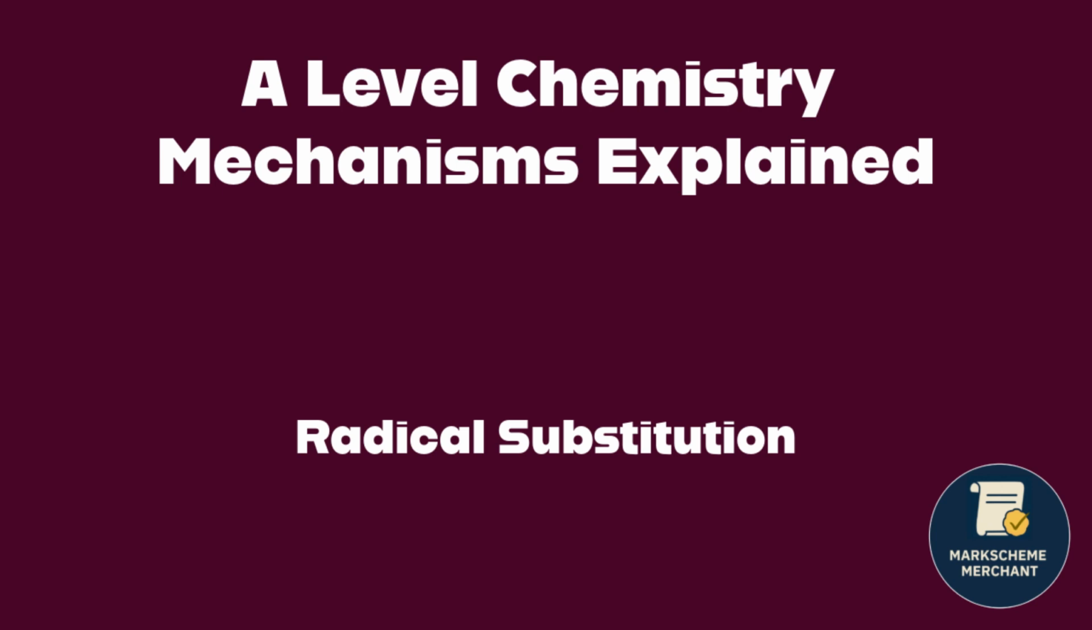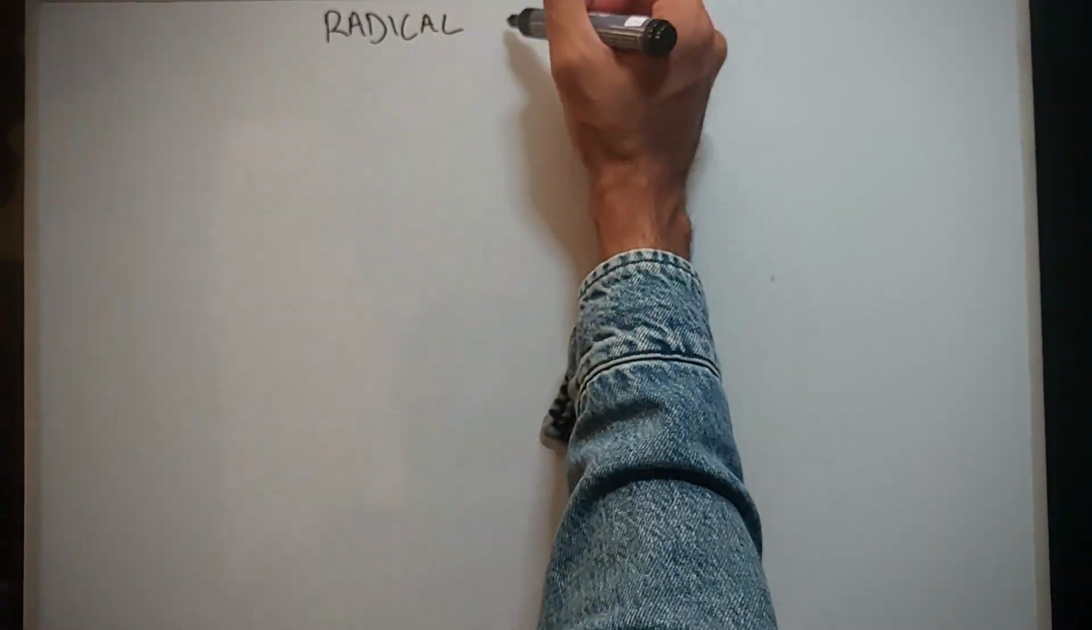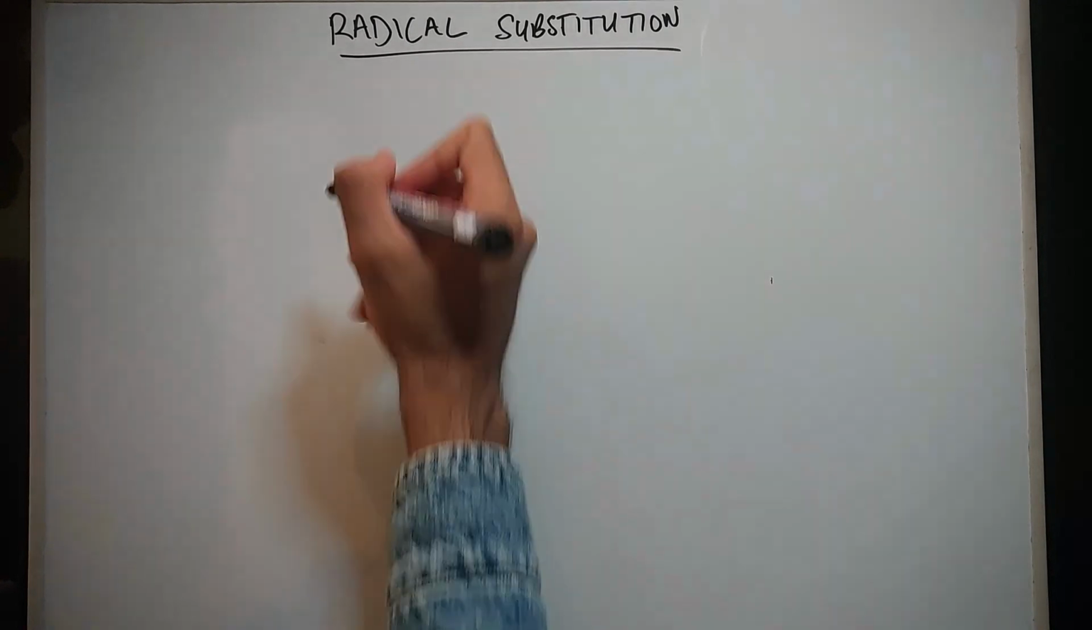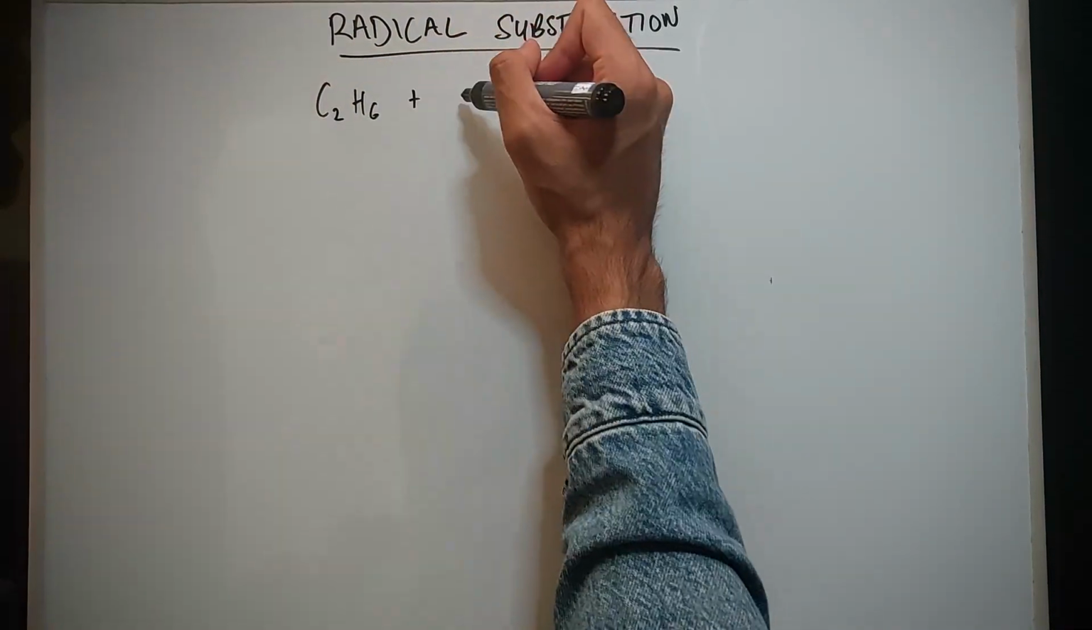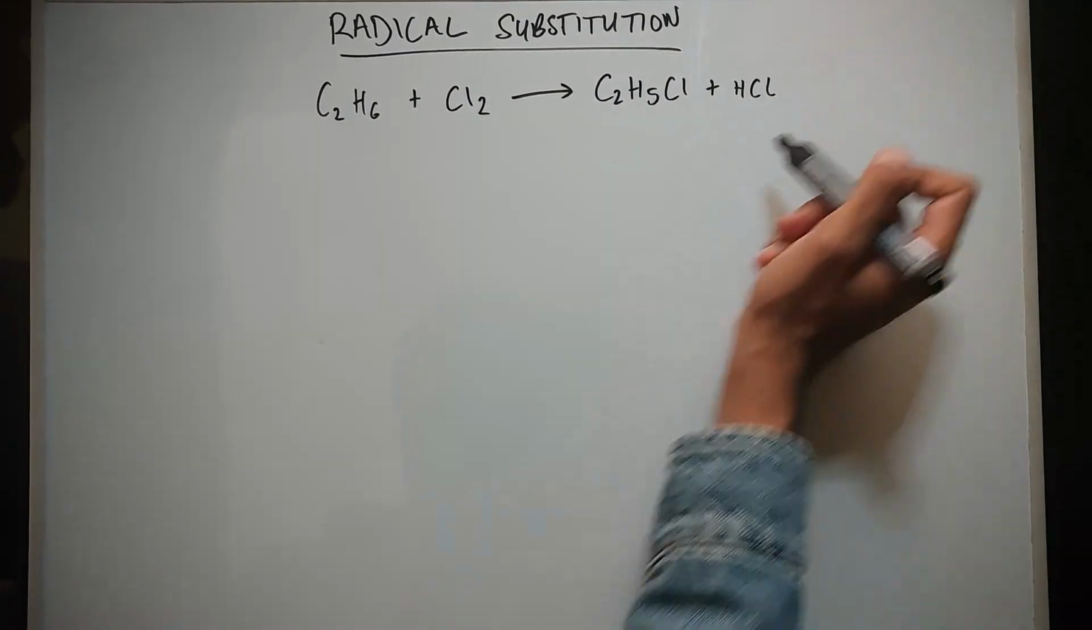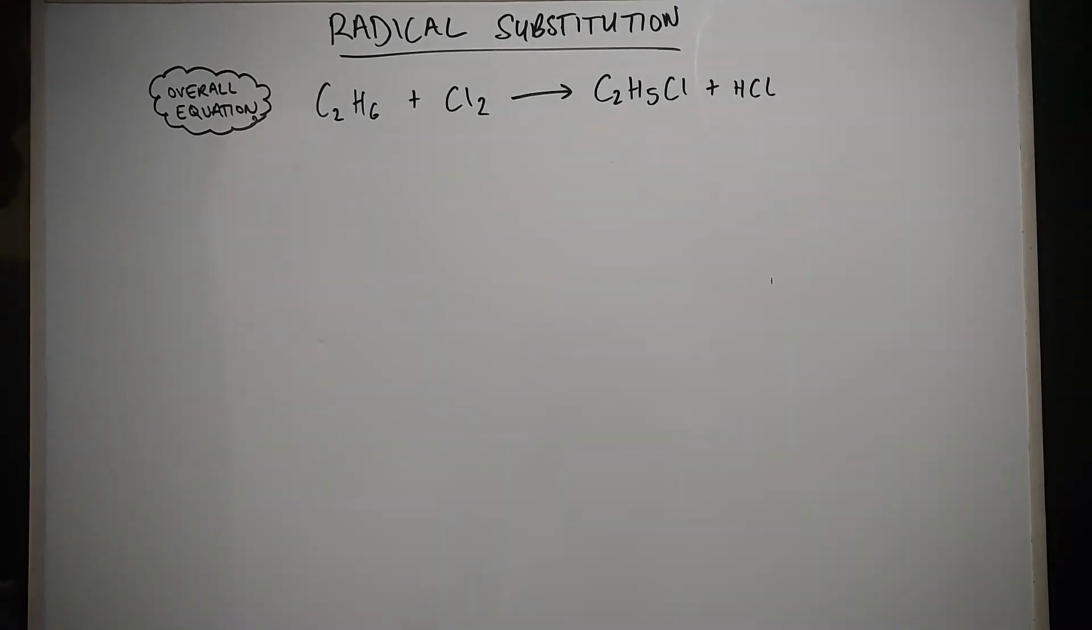This video will be a quick overview of radical substitution. Okay, let's dive into the topic. Alkanes are very unreactive. To make them more reactive, you can add halogens by radical substitution. As an example, we're going to use ethane and react it with chlorine to make chloroethane.